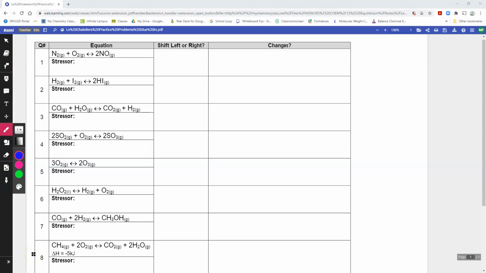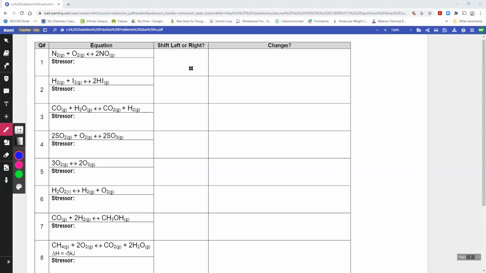Hello everybody, this video is going to be a continuation of our Le Chatelier's lecture. You should have a worksheet like this that has 8 chemical equations on it. We are going to decide how we're going to stress a reaction out. Based on that stressor, we're going to decide if the reaction will proceed to the left or to the right, and then we'll write down all the various changes that we expect to see based on that shift.